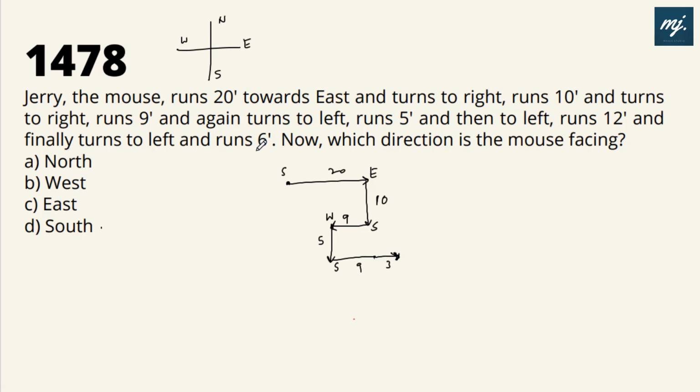Finally turns to left and runs 6. Finally turns to left means heading towards north, runs 6, and this is his final position. Now which direction is the mouse facing? Mouse is facing towards north. Option A is the answer.